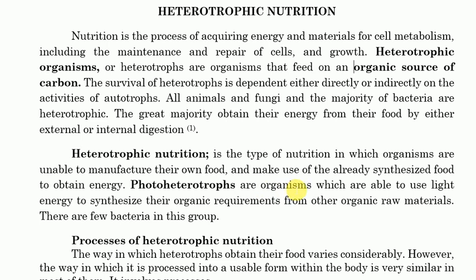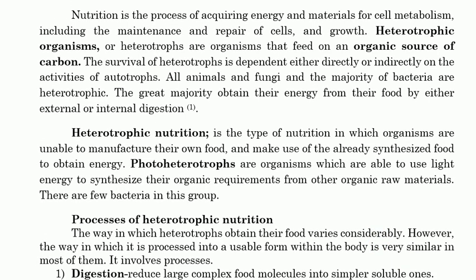So photoheterotrophs are organisms which are able to use light energy to synthesize the organic requirement from other organic raw material. Because the raw material is organic, that's why they are called photoheterotrophs. If the raw material were inorganic, then they would be called photoautotrophs. But these, they are photoheterotrophs. Now there are few bacteria in this group of photoheterotrophs.